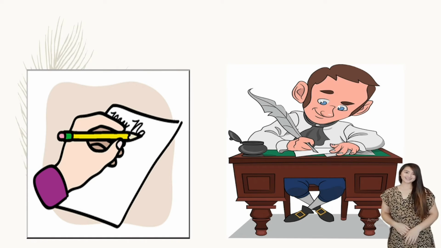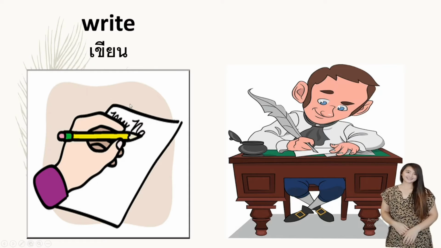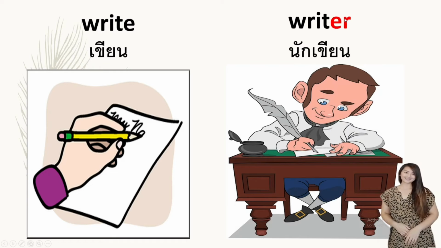That's another example. Next, look at the picture. So what is it? Can you guess the action? Write. Plus R because it already ends with E. We have writer. He is a writer.